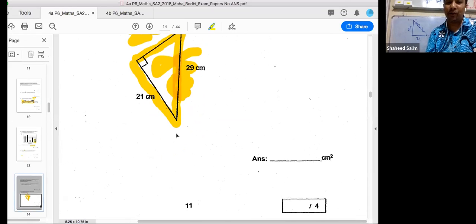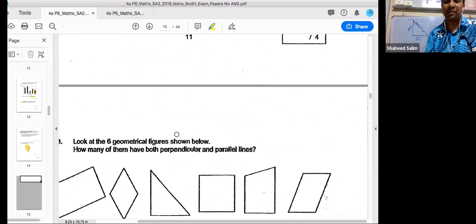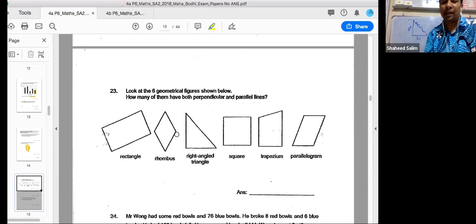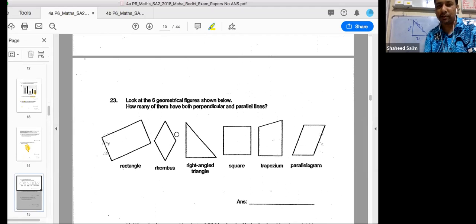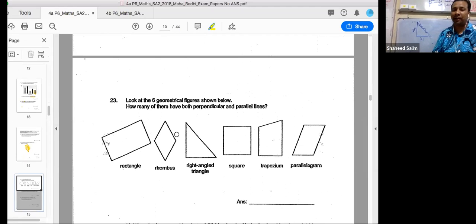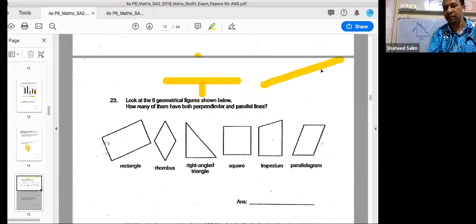So it's 210 square cm. All right, let's move to the next one. They are geometrical shapes. How many of them have both perpendicular and parallel lines? Perpendicular means meeting at 90 degrees like that. Parallel means not touching each other forever.